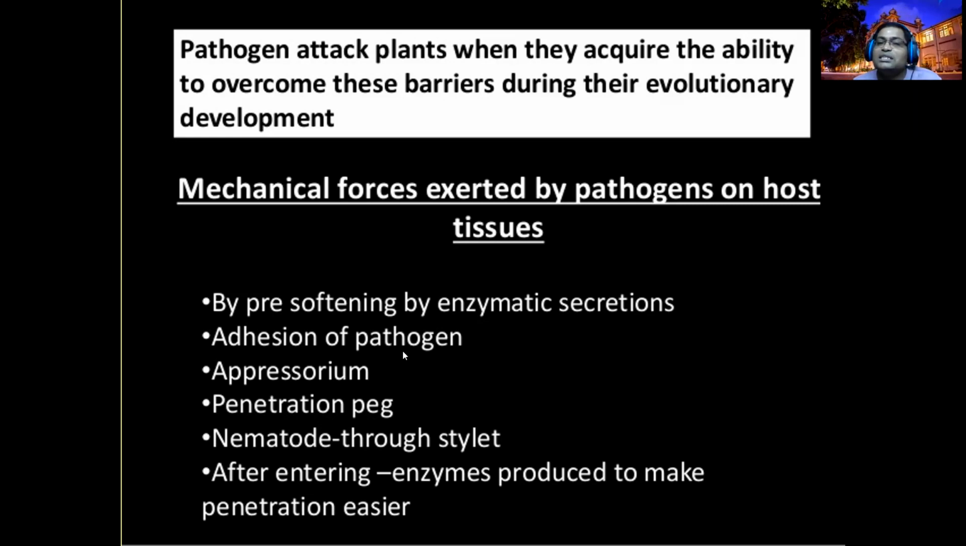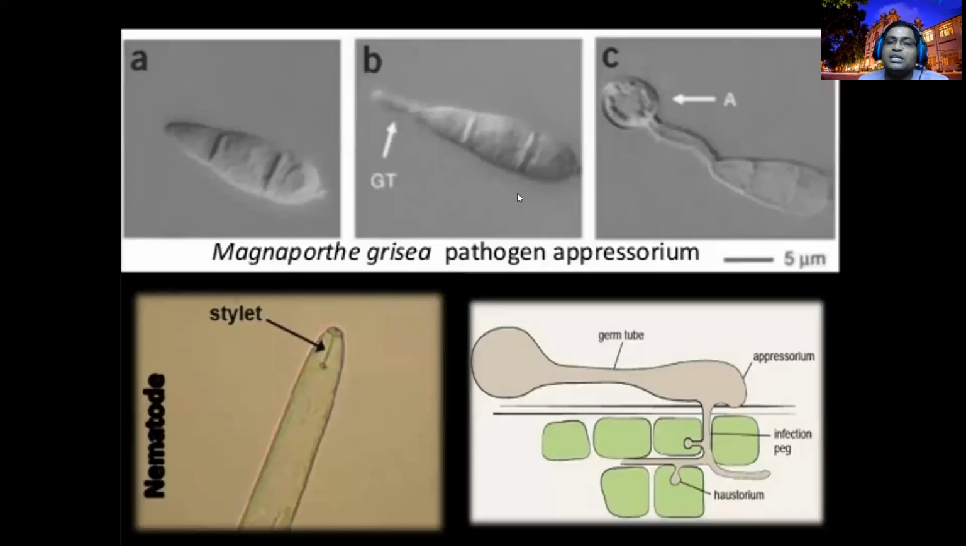Right? So that is the mechanical weapons. We call it a mechanical way how the pathogens break the host. This is an example picture. Suppose here is the germ tube, and under the germ tube it produces an appressorium, which produces a lot of enzyme. So this appressorium ejects the enzyme, and then the penetration peg suddenly pierces. Nematodes have a stylet, a slight stylet, to make a puncture, then eject enzymes.